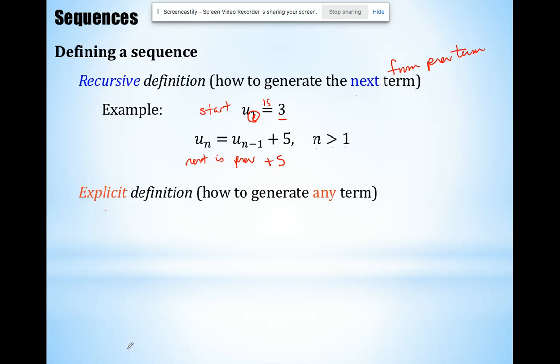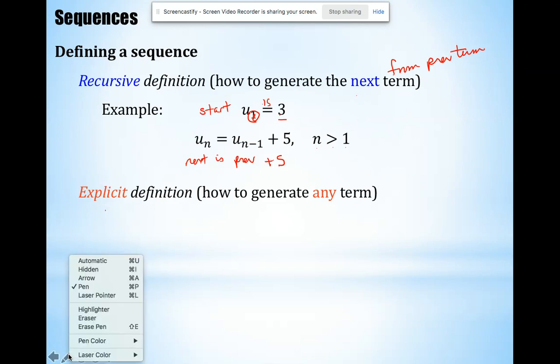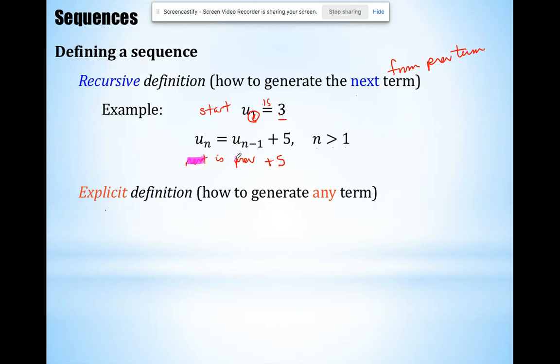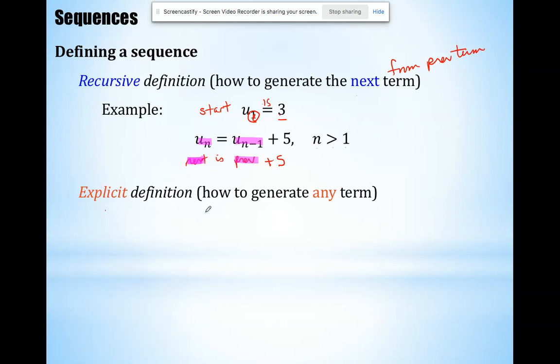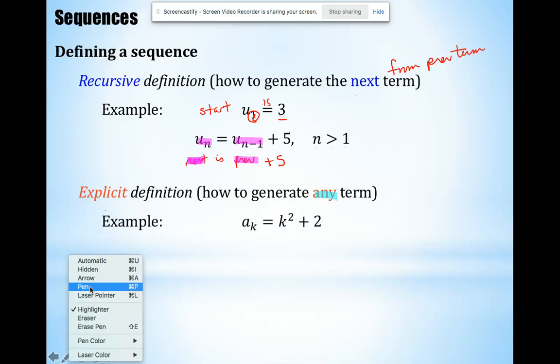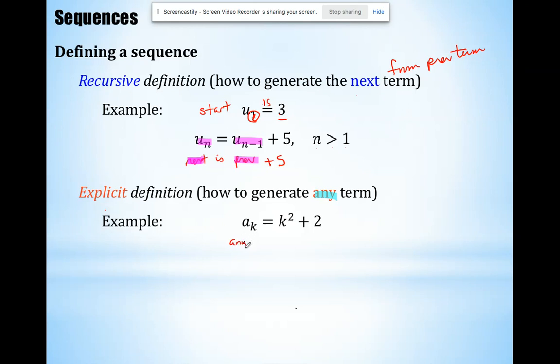An explicit definition tells you how to jump to any term. So remember I said that for recursive, I want you to think step by step. That's because each time, to get the next term, you have to use the previous one. Next term comes from the previous one. An explicit definition allows you to jump to any term. So remember I told you I wanted you to think jump.